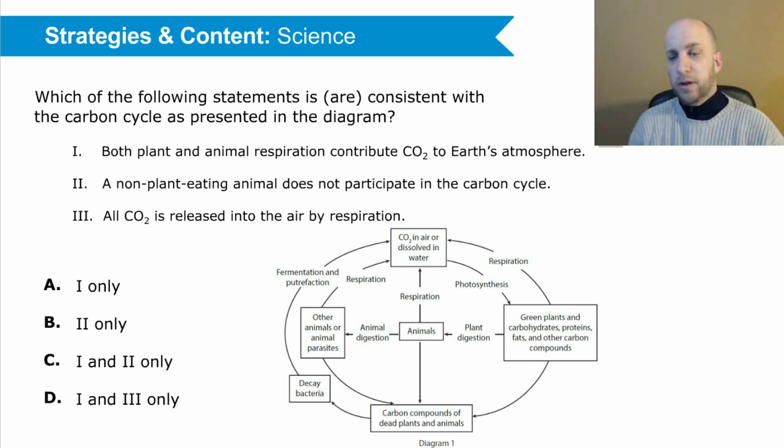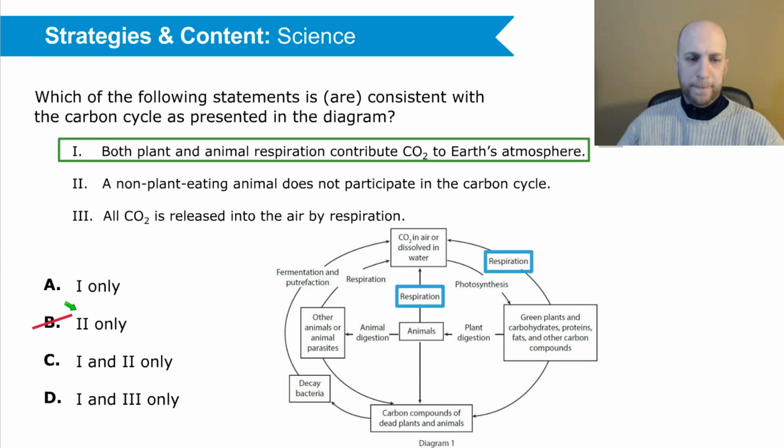All right. Let's start with Roman numeral 1. Both plant and animal respiration contribute CO2. Let's find plant and animal. Plant respiration, CO2, sure. Animal respiration, oh, there we go, CO2, sure. All right, Roman numeral 1 works. I will take out choice B or Roman numeral 2. Next up, a non-plant eating animal does not participate.